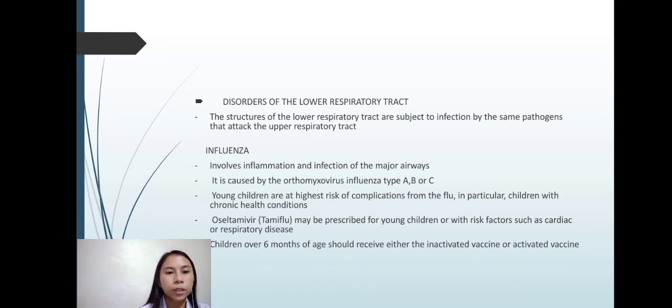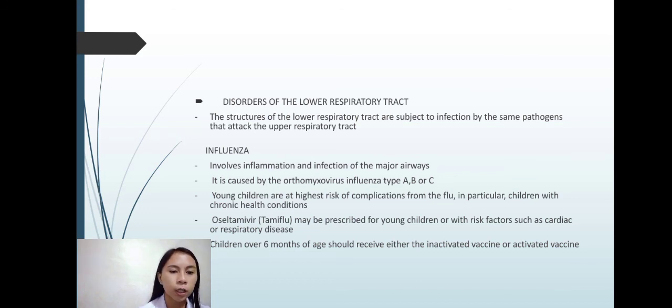Next are disorders of the lower respiratory tract. The structures of the lower respiratory tract are subject to infection by the same pathogens that attack the upper respiratory tract. The next is influenza, which involves inflammation and infection of the major airways. It is caused by orthomyxoviruses, influenza virus type A, B, or C.